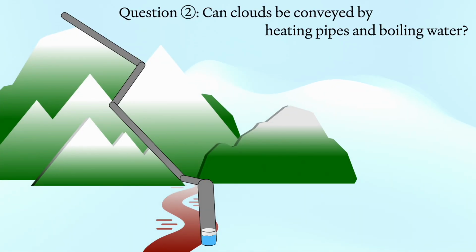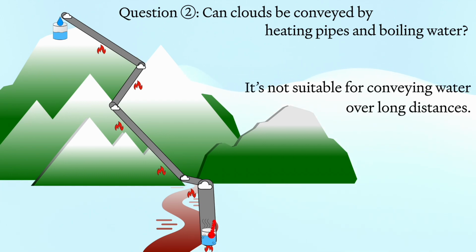So, is it possible to make a long-distance water conveying system by boiling water? Yes, it's feasible if there is enough energy to heat the entire transportation pipeline to maintain the vapor state. However, this method obviously consumes a lot of energy for heating, so it's not suitable for long-distance water transportation. A water pump is much better than this method.